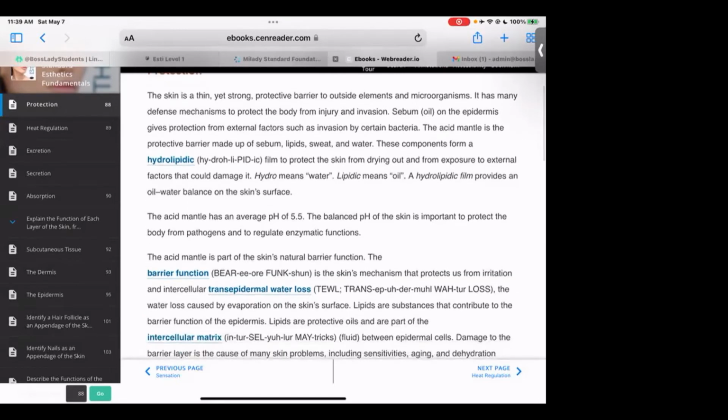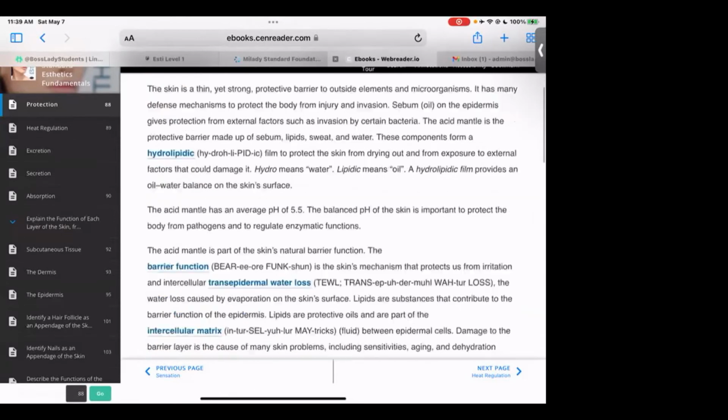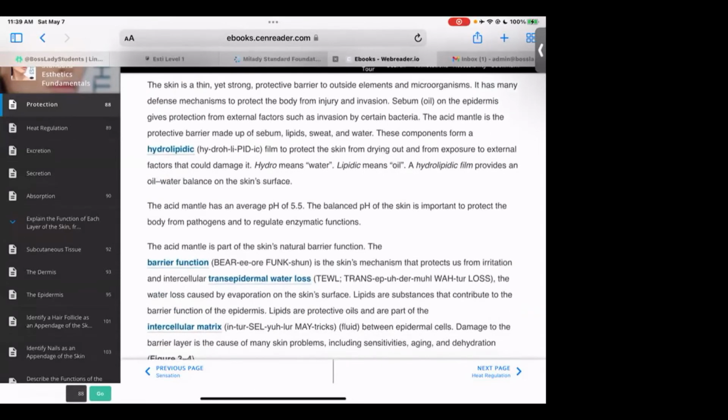Because now that you know even just the two, sensation and protection, now that you know just those two things, you can correct a lot of things. But maintaining that client expectation is going to be ongoingly difficult, because people want results now. So from there, the acid mantle has an average pH of 5.5. The balanced pH of the skin is important to protect the body from pathogens and to regulate enzymatic functions. Enzymes work for us. Enzymes are our friends.